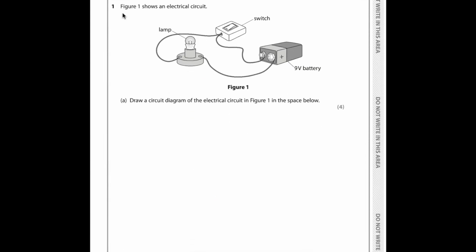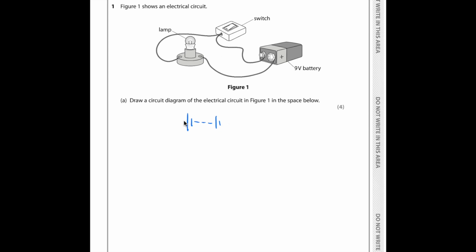Question 1. Figure 1 shows an electrical circuit. Draw a circuit diagram of the electrical circuit in figure 1 in the space below. Right, so we've got a battery up the top. So there's your symbol for your battery.